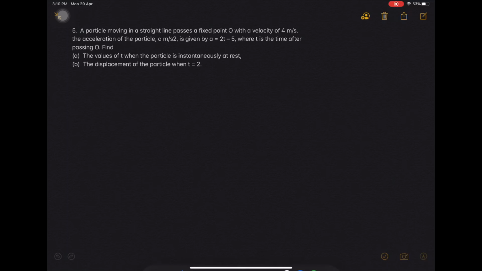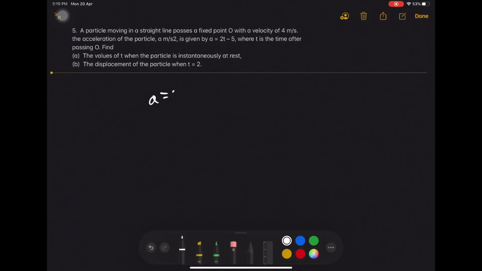So the first step to do is to integrate it. So we have our acceleration equation. We're going to integrate this one to get back to my velocity equation. Integration is much trickier than differentiation because of the constant. So you're going to ask yourself, at time 0 seconds, what is my velocity in this case?